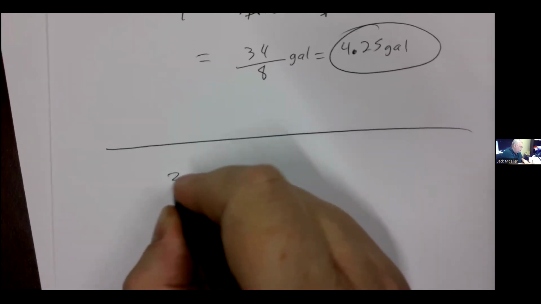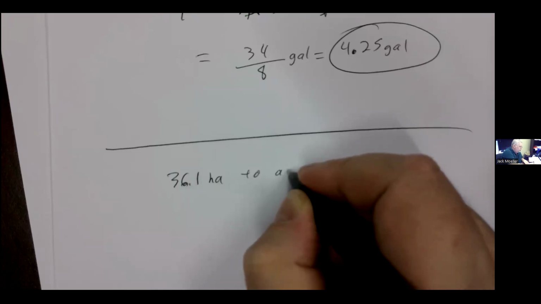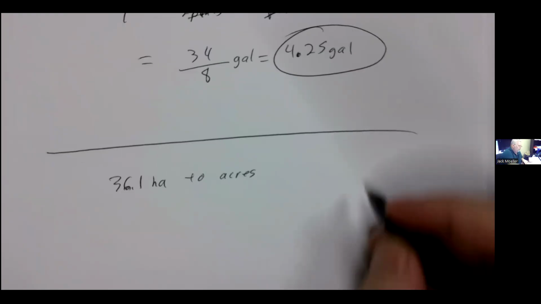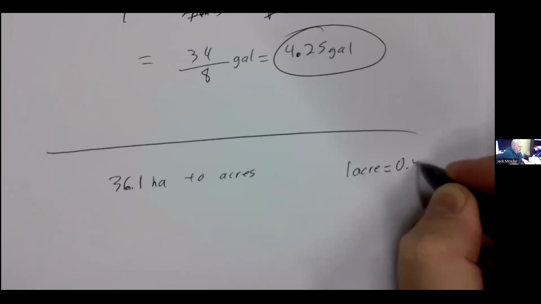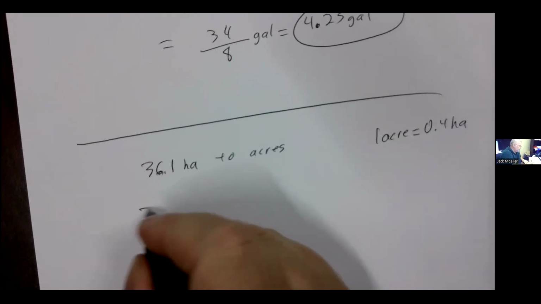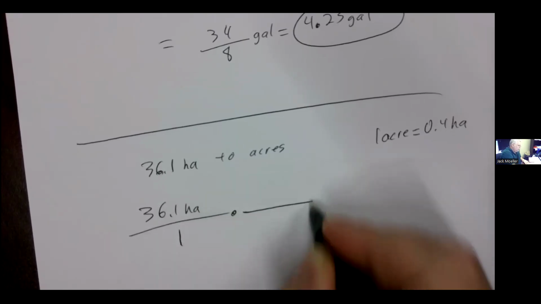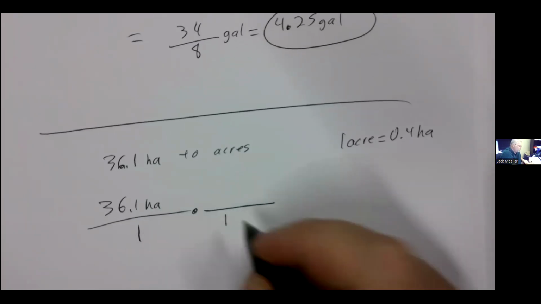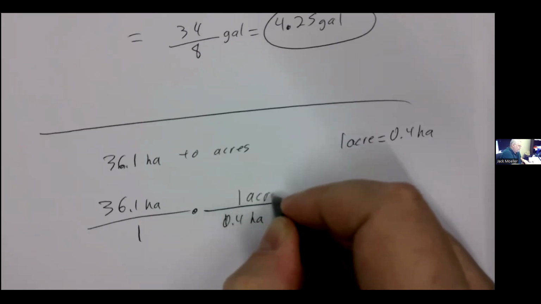We're converting 36.1 hectares to English acres. All right, and we know that 1 acre is 0.4 hectares. So we're starting with 36.1 hectares over 1. So how do we convert that to acres? Well, we need hectares on the bottom, so 0.4 hectares on the bottom, 1 acre.